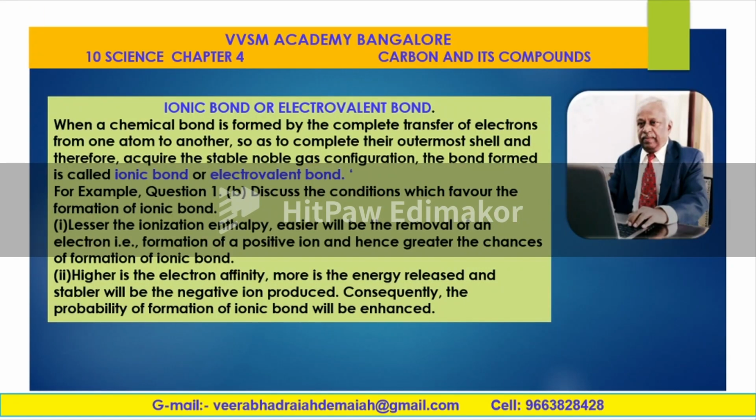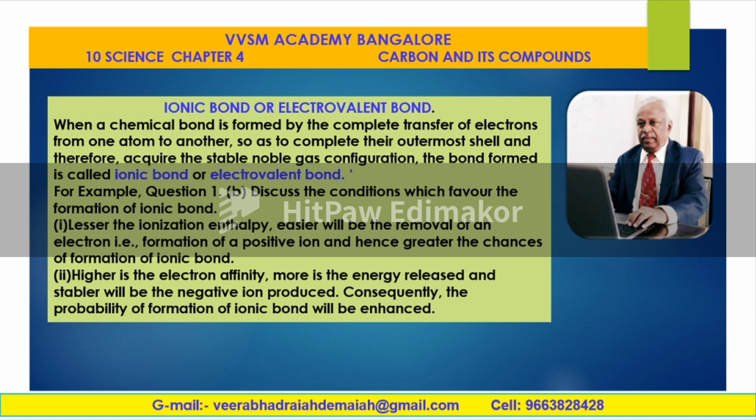Ionic bond or electrovalent bond: when a chemical bond is formed by the complete transfer of electrons from one atom to another, as I told you, so as to complete their outermost shell and therefore acquire the stable noble gas configuration, that is s2p6 configuration. It is also called the octet configuration, my dear friends, and thus the formed chemical bond is called ionic bond or electrovalent bond.